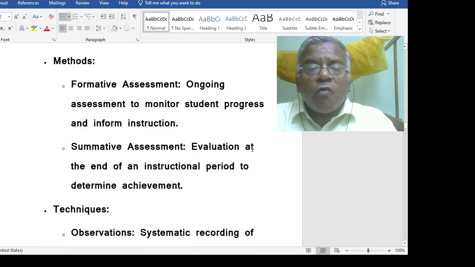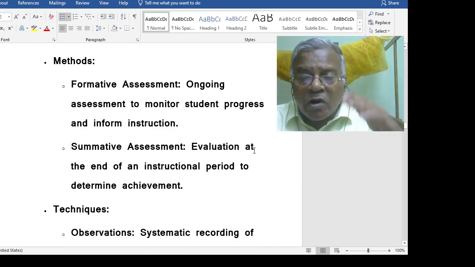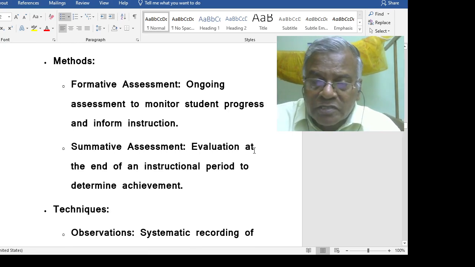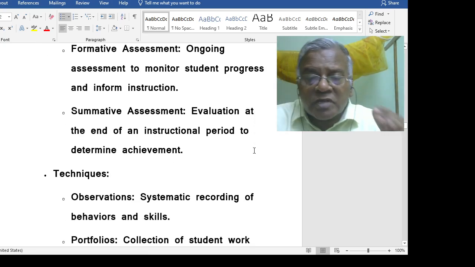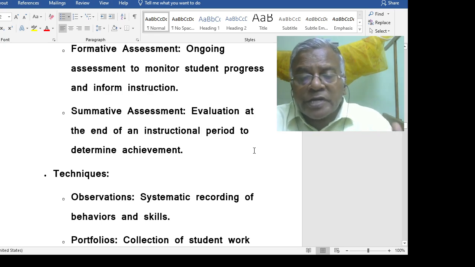What are the methods? Formative assessment, ongoing assessment to monitor student progress and inform instruction. Summative assessment, evaluation at the end of an instructional period to determine achievement.